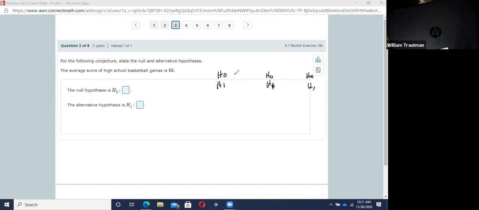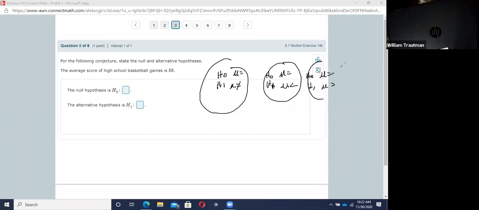H0 always is equal, so the average equals. Then you can write the average does not equal, the average is less than, or the average is greater than. These are the only 3 answers you can give in a type of problem like this. The average cost of high school games is 88, so the average is 88. It doesn't say less than, greater than, or anything else. So the only option is the average is not 88, what the scientists could predict.